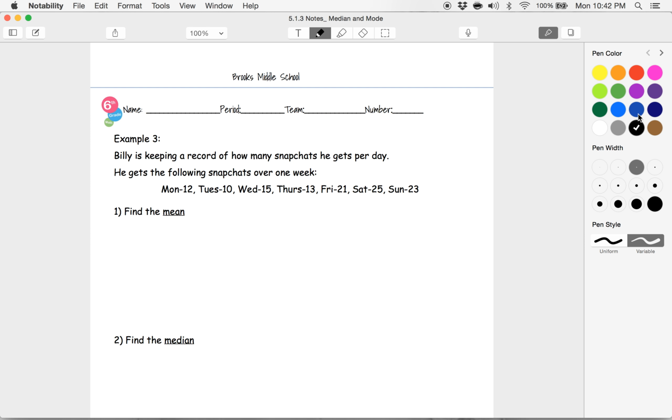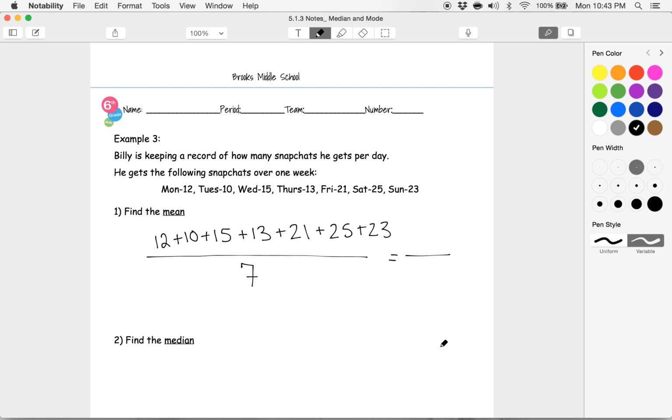All right, well, we know what to do. Mean means I add them up. So 12 plus 10 plus 15 plus 13 plus 21 plus 25 plus 23. That's 1, 2, 3, 4, 5, 6, 7, all divided by 7. All right, let's take out that calculator and see what we get. 12 plus 10 plus 15 plus 13 plus 21 plus 25 plus 23. So I'm going to get 119 over 7.